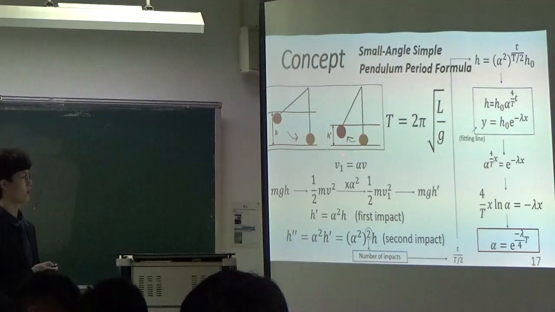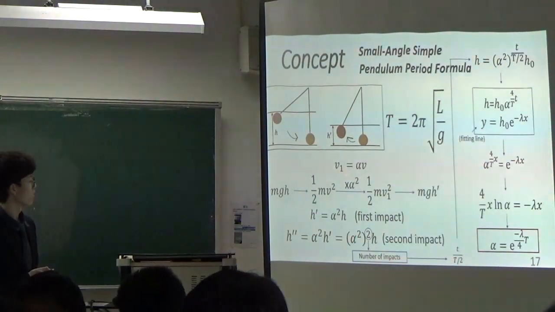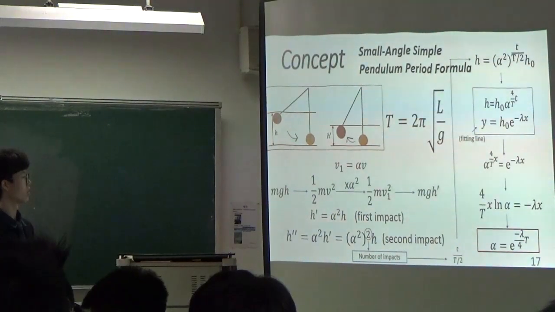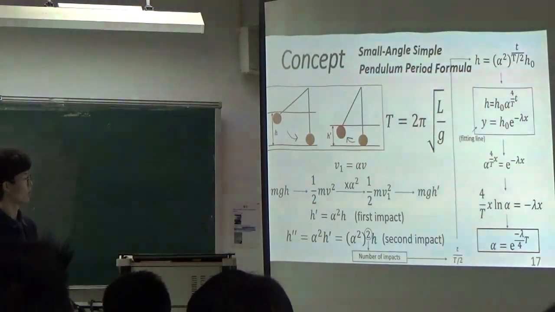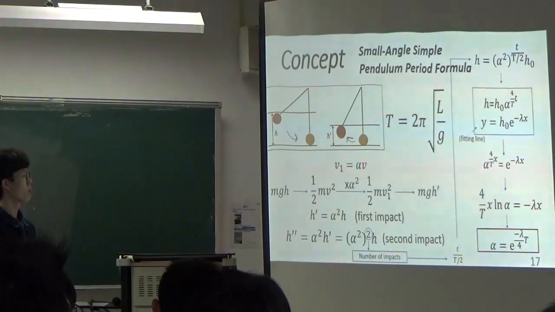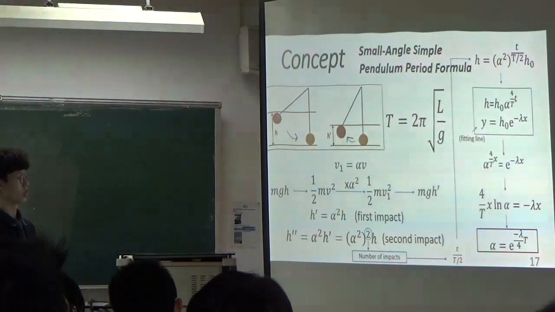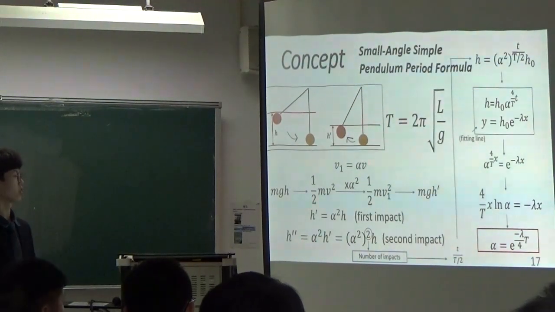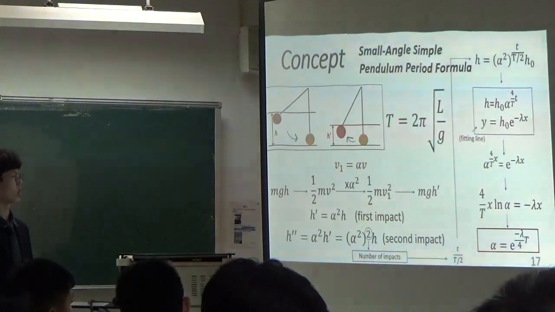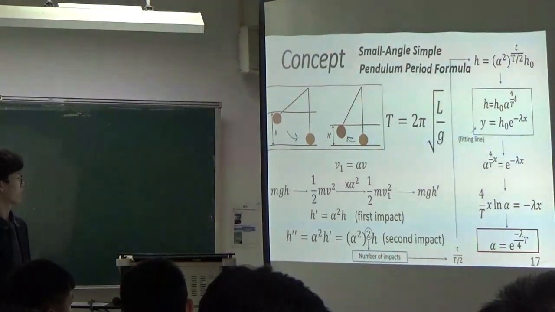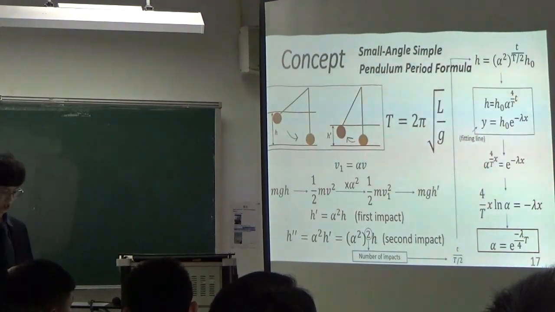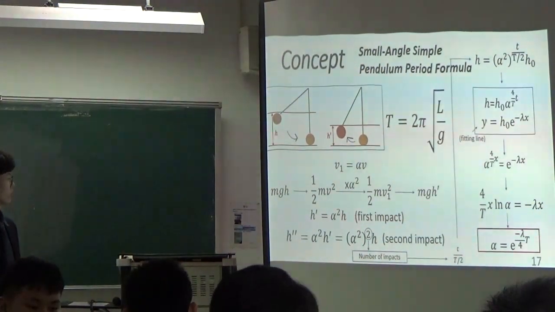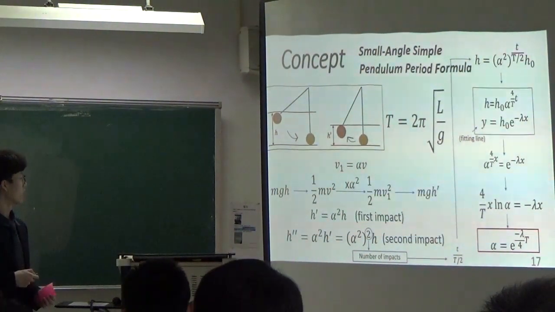Okay, from the previous concept, we can know that V1 will equal alpha V, where V means the initial velocity and V1 means the final speed. And alpha here means the COR, the coefficient of restitution.